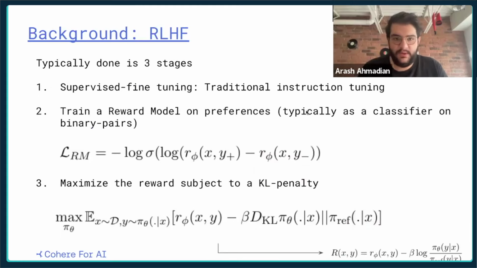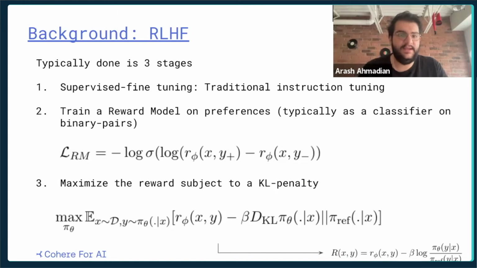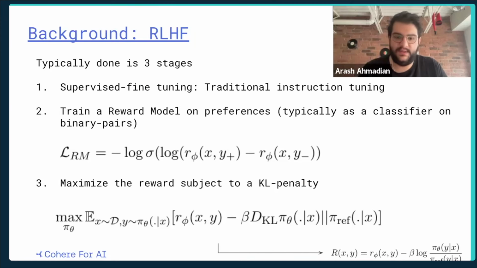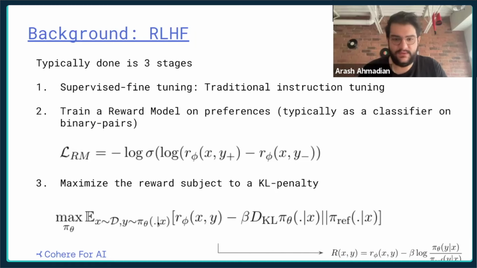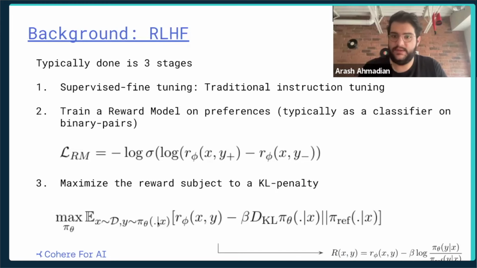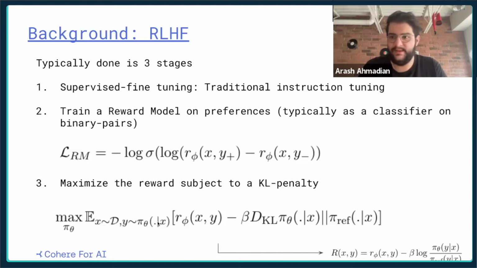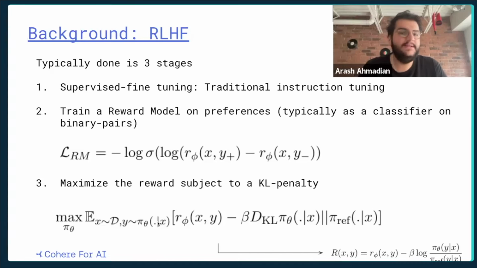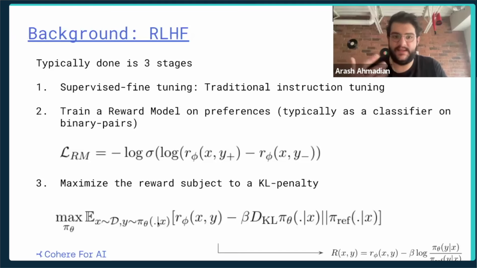Just some quick background on reinforcement learning from human feedback. Typically, it's done in three stages. The first stage is instruction tuning. This is your traditional instruction fine-tuning, where you align a pre-trained base model to follow instructions. You typically use a normal cross entropy or log likelihood loss with a prompt and given instructions in the dataset. And then once you have this SFT model, you use it for two things.